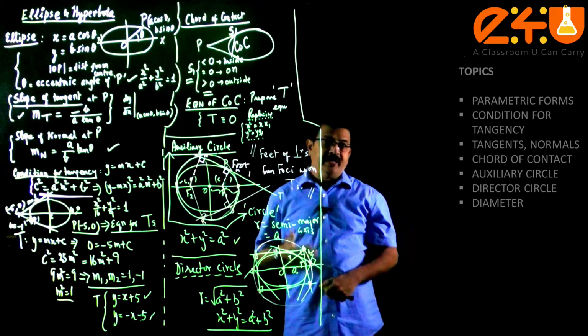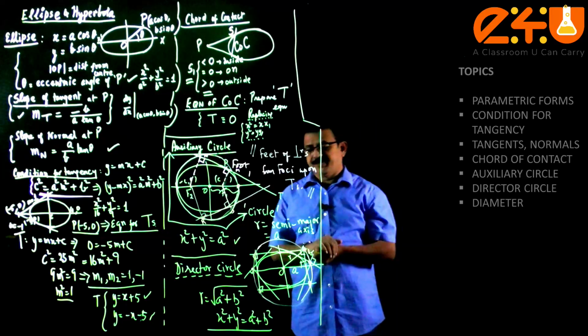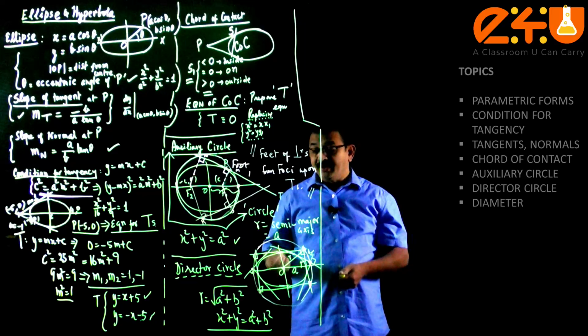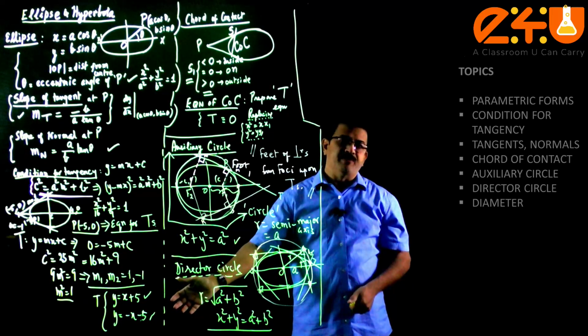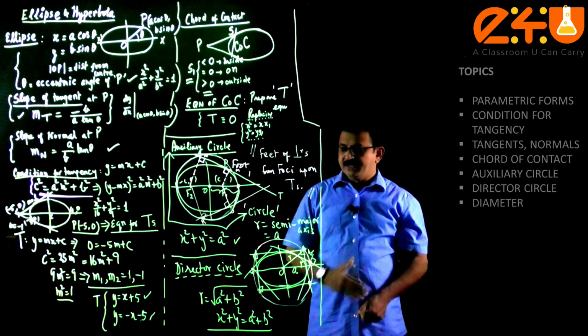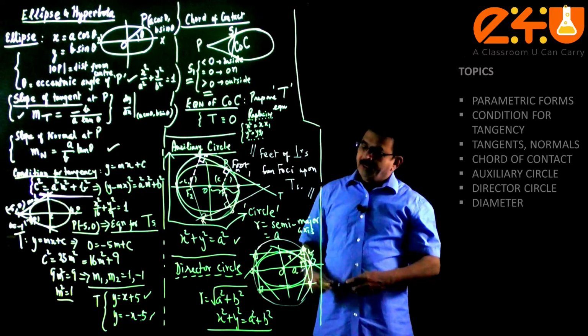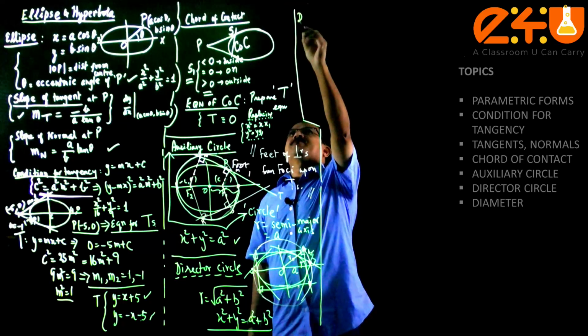So this helps you tick the right choice whenever an MCQ is given. A point is given, an ellipse is given, and the question is to find the angle between the pair of tangents. Immediately a student is supposed to verify whether that point lies on the director circle. If it does, you can take the answer pi by 2 because they are mutually perpendicular.